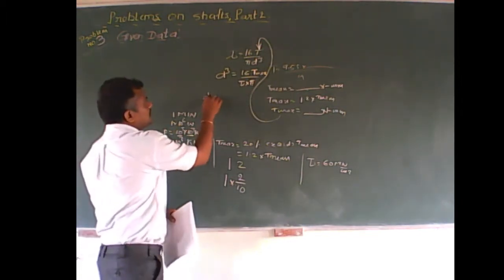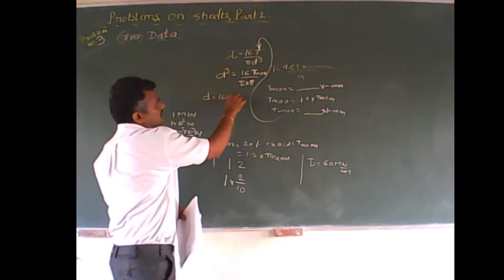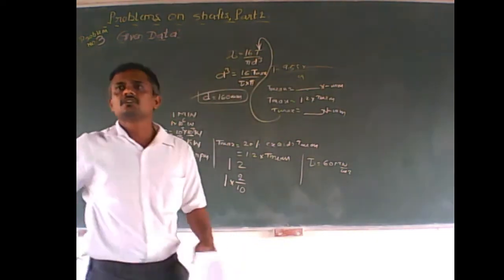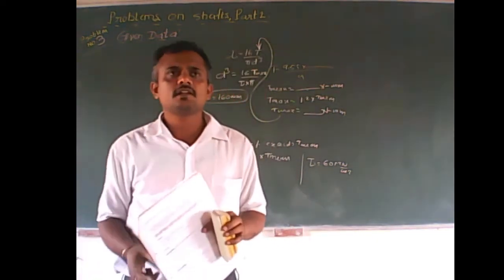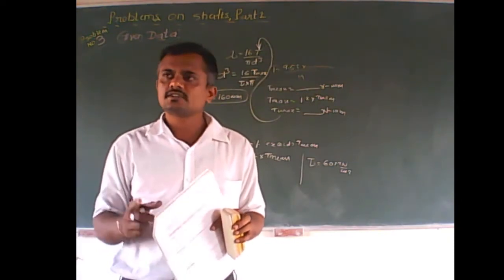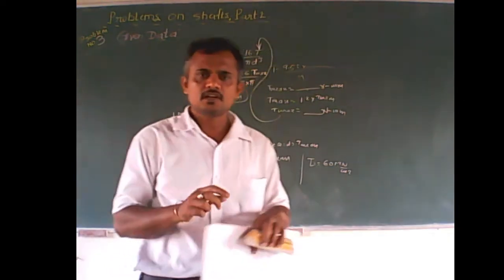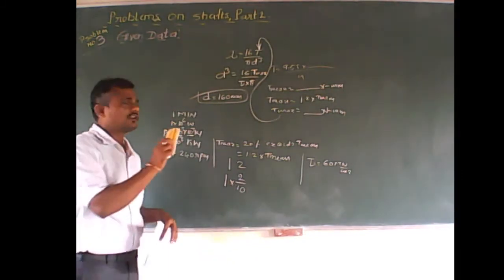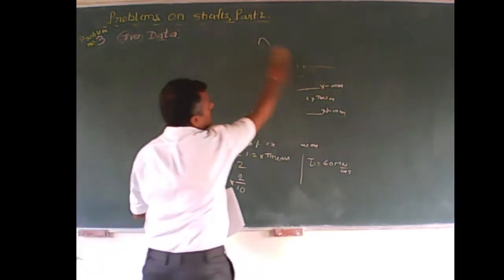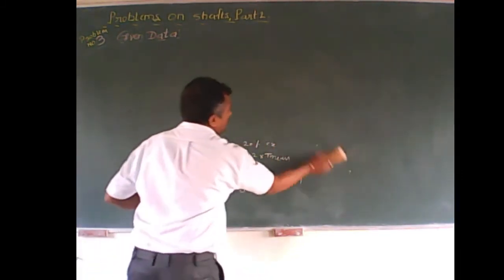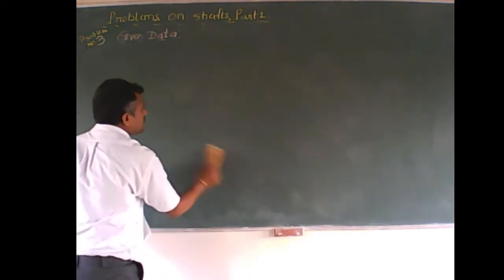So the diameter, ultimately, you are getting 160. My students who are present have already calculated it in the notes. So it's much better. With the help of this, you can note it down, and let me wipe it out. I will move on to the next, very important problem.